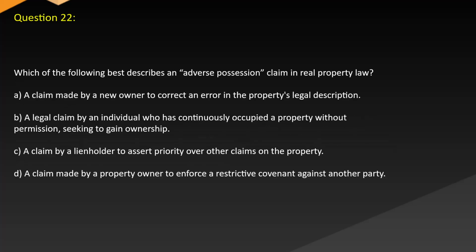Question 22. Which of the following best describes an adverse possession claim in real property law? A. A claim made by a new owner to correct an error in the property's legal description. B. A legal claim by an individual who has continuously occupied a property without permission, seeking to gain ownership. C. A claim by a lien holder to assert priority over other claims on the property. D. A claim made by a property owner to enforce a restrictive covenant against another party.